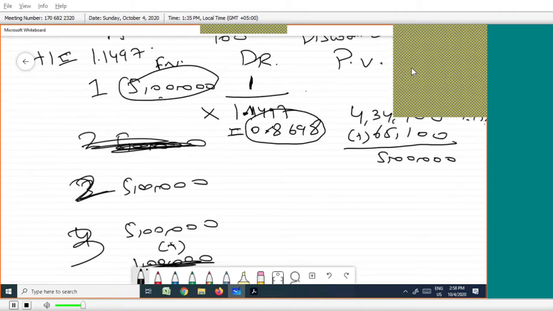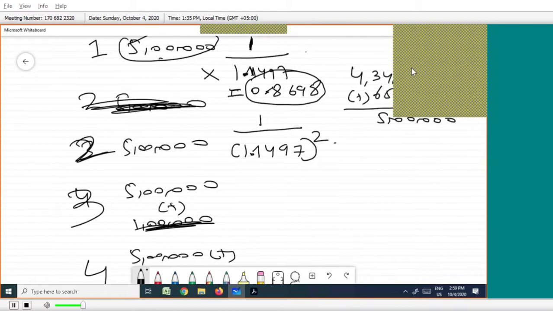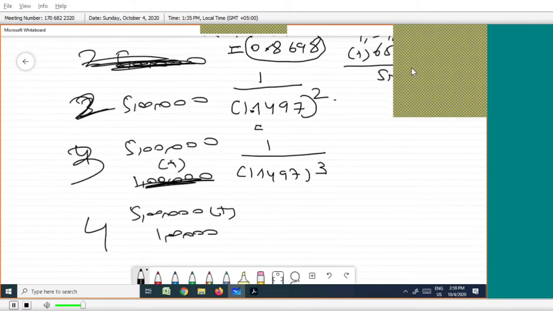What should I do? Again, 1 divided by 1.1497 whole square, equal to something will come. Again, third year, 1 divided by 1.1497 whole cube. Again, 1 divided by 1.1497 to the power 4. Okay?